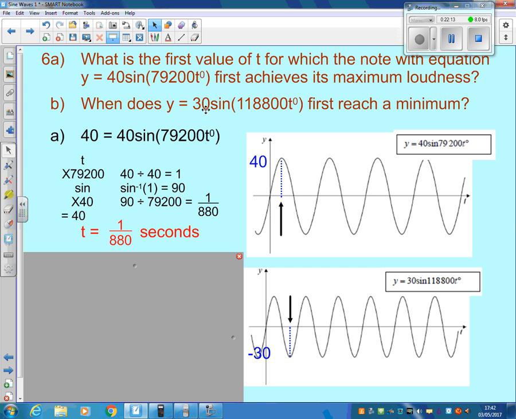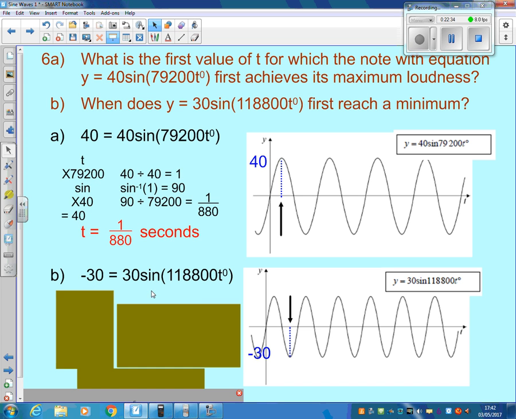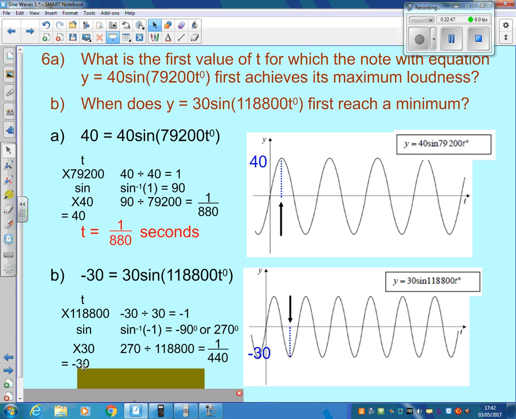What if we instead, we've got a different graph now. When does it first reach its minimum, which is down here? Now the minimum for this graph, the maximum would have been 30, the minimum is going to be at minus 30. So we put minus 30 into the equation. There's my equation there, and minus 30. Now let's try shift solve. Start with t, multiply by 118,800, then find sine, then times by 30 equals minus 30. Come back doing the opposite now. This gets a little trickier. Minus 30 divided by 30 is minus 1.